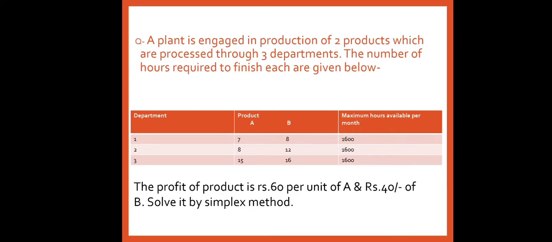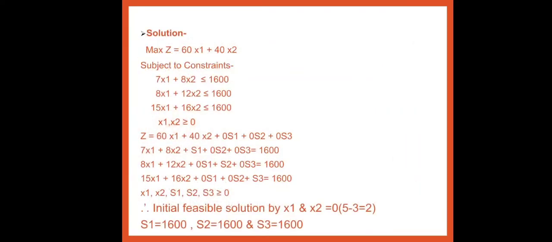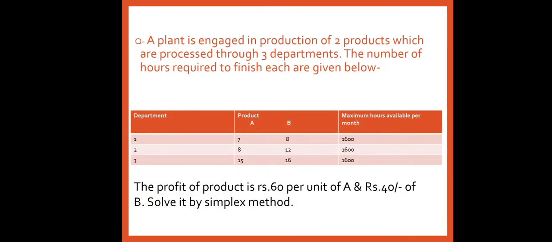The profit of product A is 60 rupees per unit, and of product B is 40 rupees. Solve using the simplex method. This is a maximization problem. Here they have given a linear programming problem. First we need to formulate the linear programming problem, then only we can do the simplex method. See here, first one is max z equals 60x1 plus 40x2, that is the profit of the products.